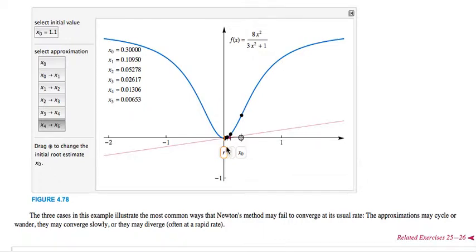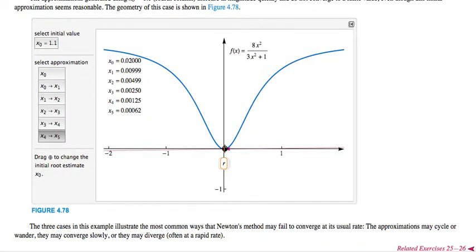So let's take our initial approximation as close as this system will allow us, and we can see that this function is going to converge very slowly to its root. So with certain functions, Newton's method's not going to work very well, and this function's one such example. And that concludes this video lecture on section 4.8, Newton's method.